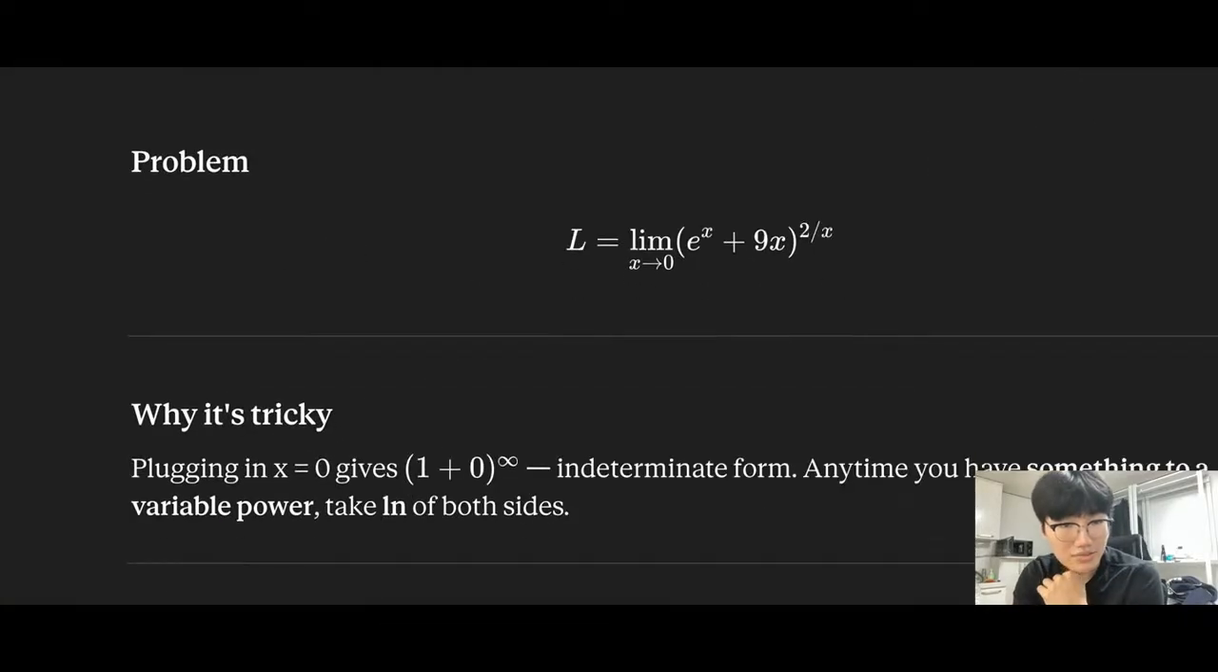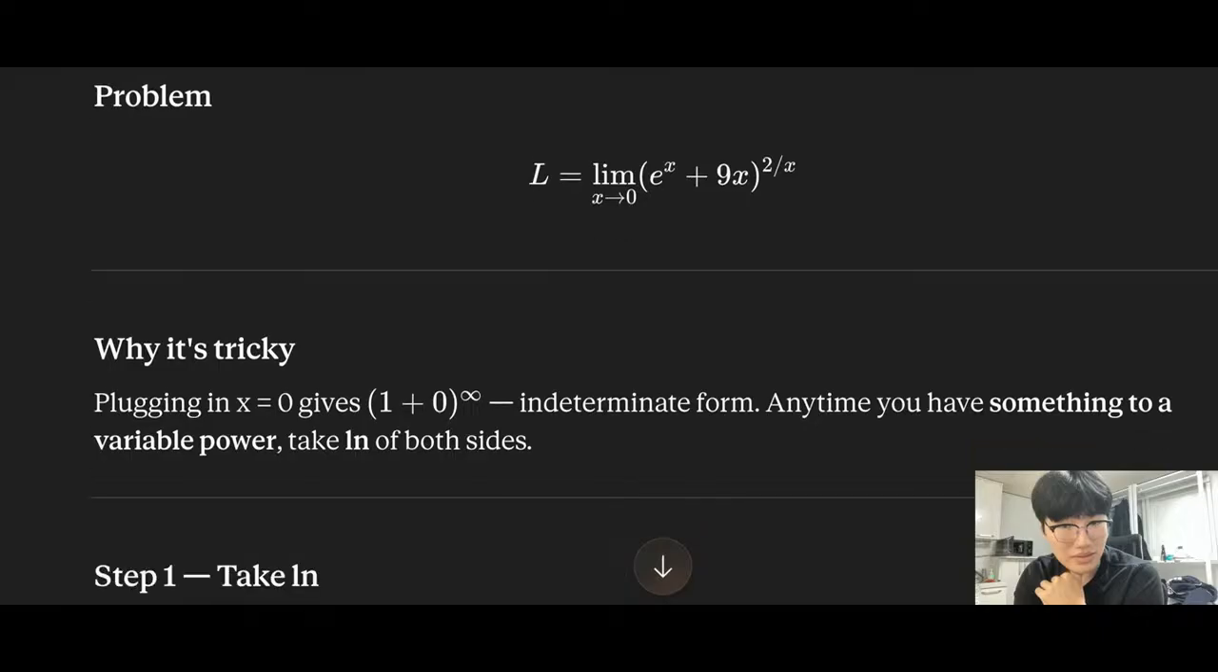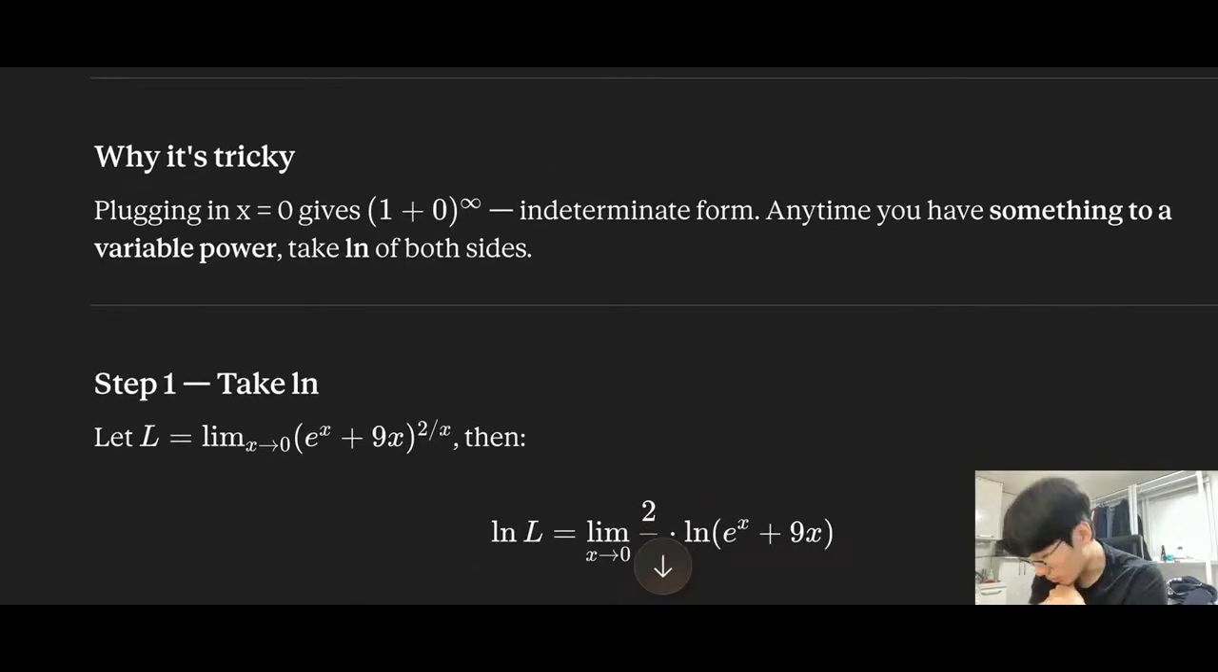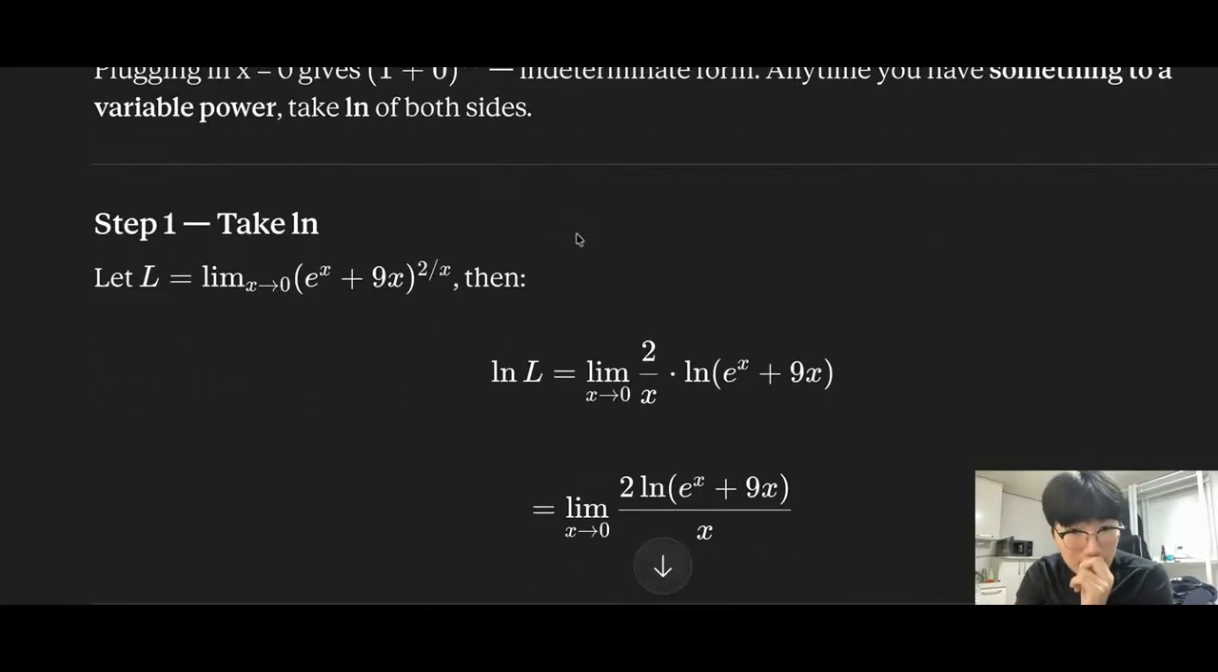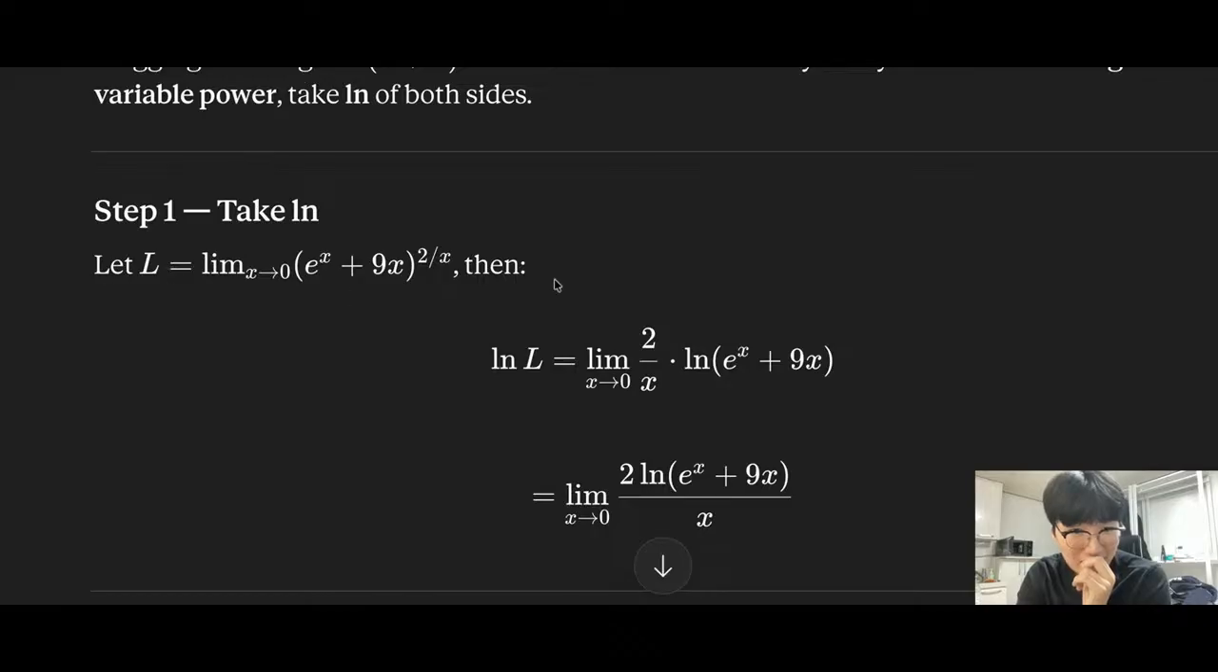So why it's tricky plugging in? Okay, yeah, I get it. So this is 0. So is it, okay? Command doesn't work here. Okay, never mind. Okay, so let L equals ln. Where'd you get that from?